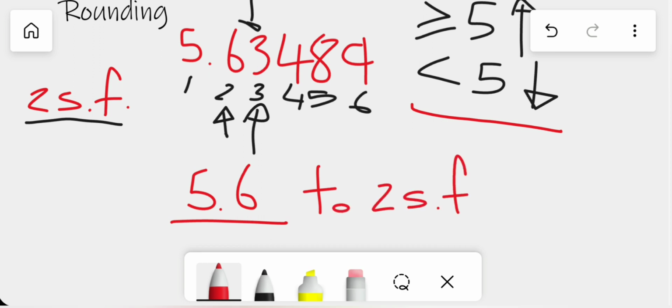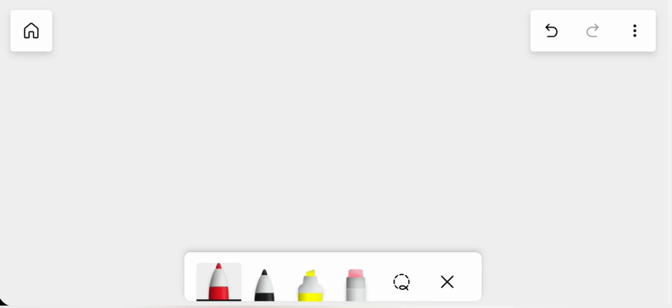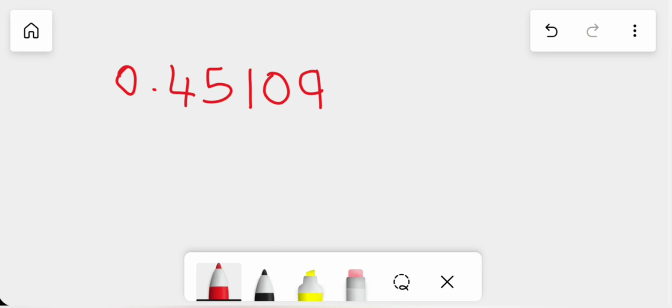Nice, you're learning well so far. Now I'm going to tackle some more difficult ones so you can understand the concept more thoroughly. All right, so let's use up some more space. For example, let's say we had the number 0.45109, and I told you that I want you to round this number to 4 significant figures.